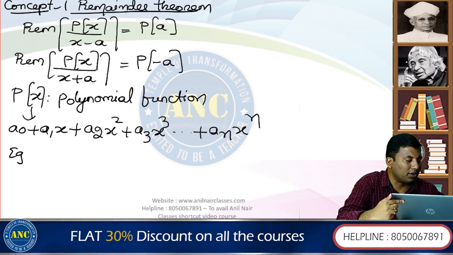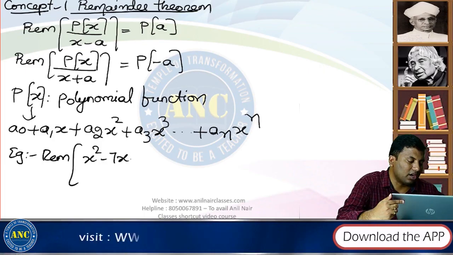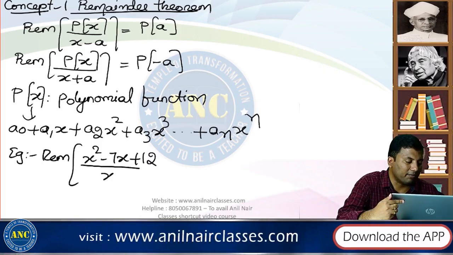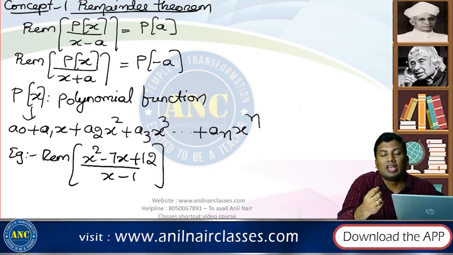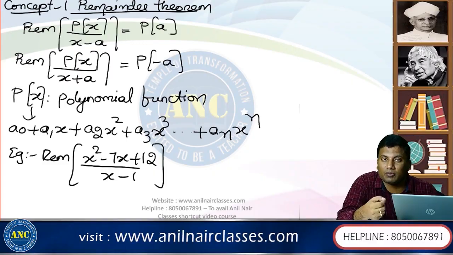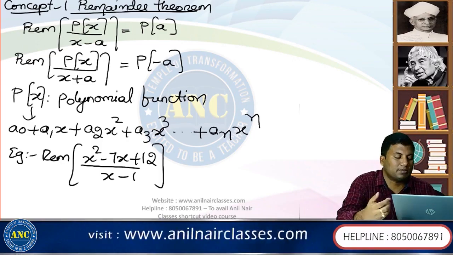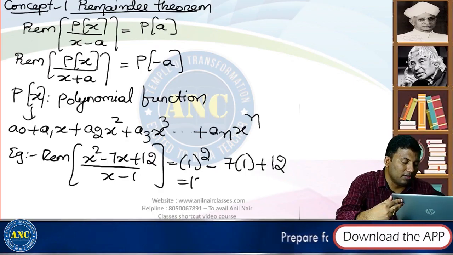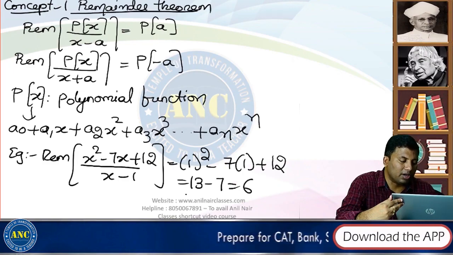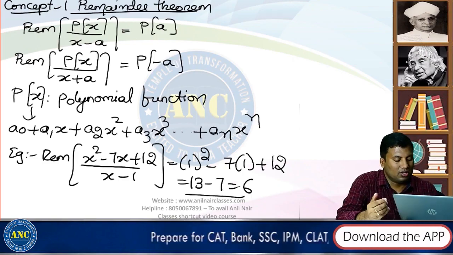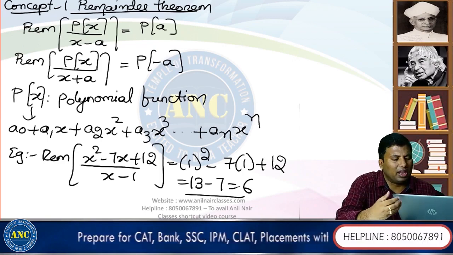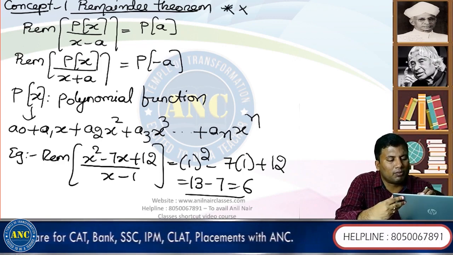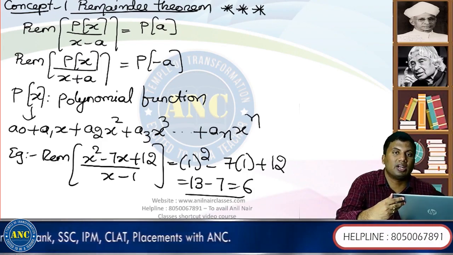One simple example. For example, remainder when x square minus 7x plus 12 is divided by x minus 1. If a polynomial function is divided by x minus a, wherever x is there, substitute a. Wherever x is there, substitute 1. 1 square minus 7 into 1 plus 12. So this will become 13 minus 7, which is nothing but 6. It's simple, everybody knows this remainder theorem, but I am going to solve remainder theorem advanced level problems.